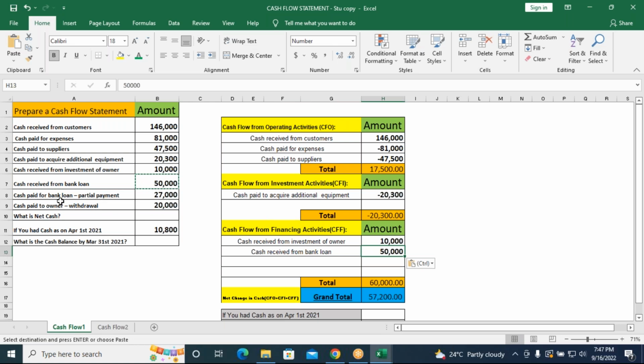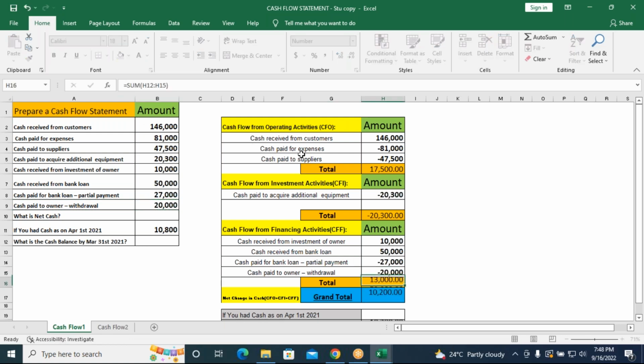Next, cash paid for bank loan, partial payment. I am paying a partial amount of the loan that I have taken. That will come under financial activity, and here the cash is going out, so it will be minus. Then cash paid to owner: the owner has put in capital, so he is withdrawing a certain amount. That is cash paid, withdrawal of capital. It will come under financial activities, and the cash is going out, so it will be under the minus sign.